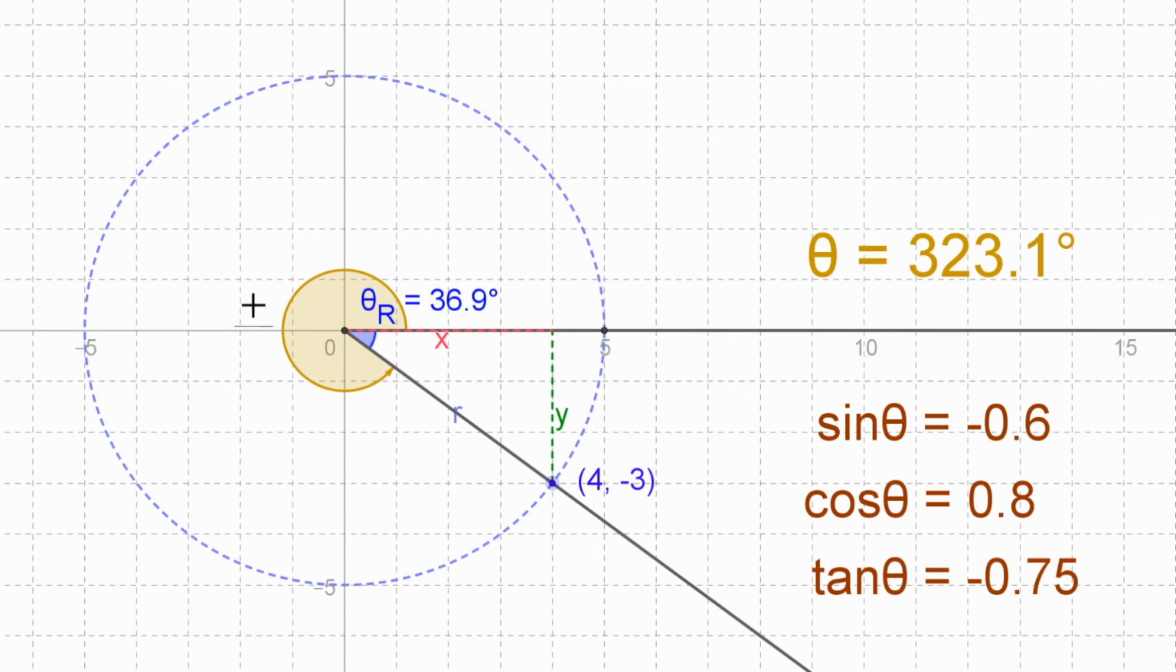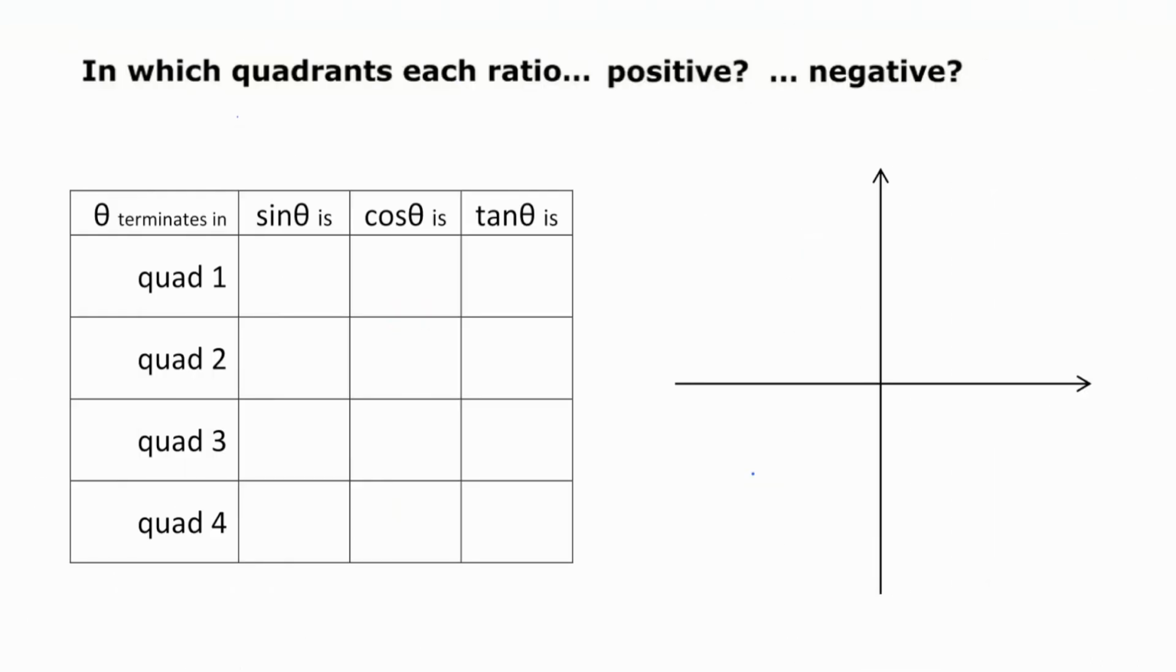So angles as you go around that have the same reference angle are going to have the same numbers show up here, the same absolute value. Ignoring the negative signs, all those numbers are the same. Now it's probably worth summarizing here which quadrants each ratio is positive and which ones it's negative, because that's pretty important moving forward here. You can always relate it to the values of x and y and r.